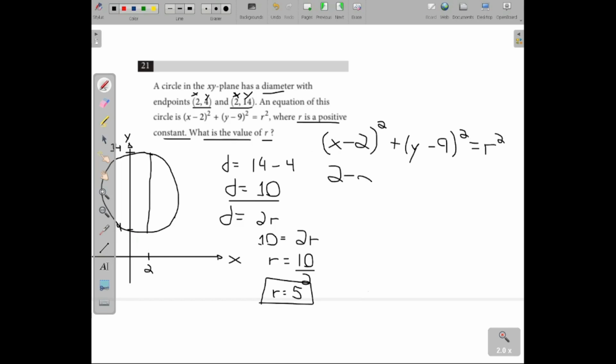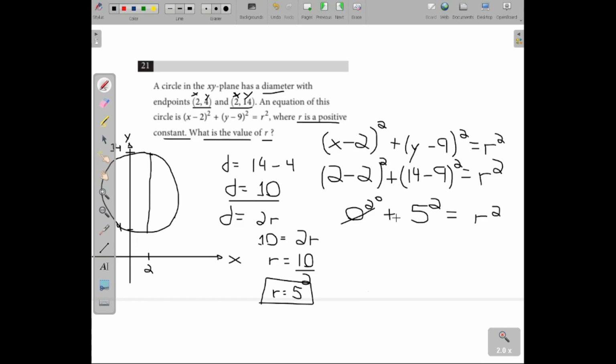So 2 minus 2, the value of x will be 2. (2 minus 2) squared plus y is equal to 14 minus 9, the result squared, is equal to r squared. 2 minus 2 is 0. 0 squared will be 0 plus 14 minus 9 is 5. 5 squared equals r squared.